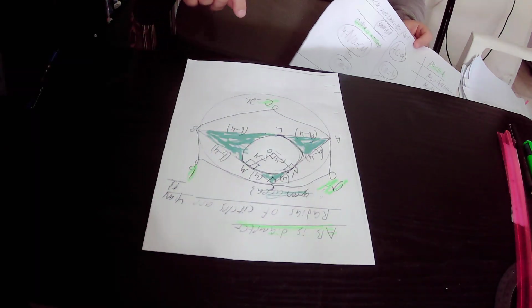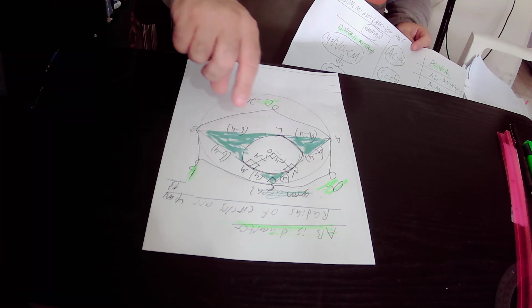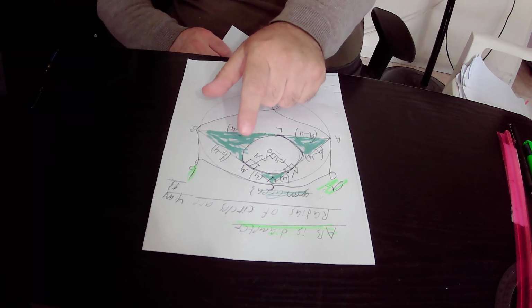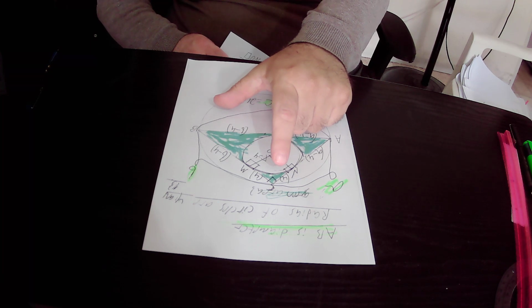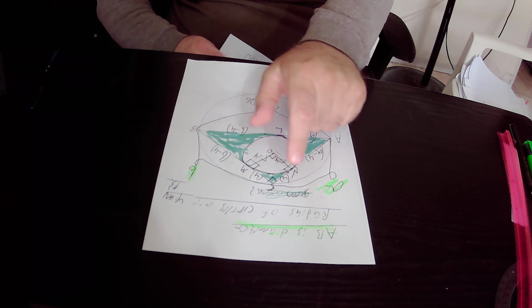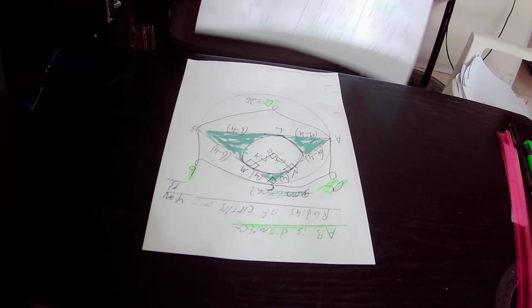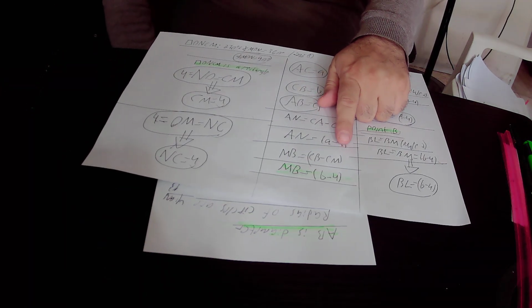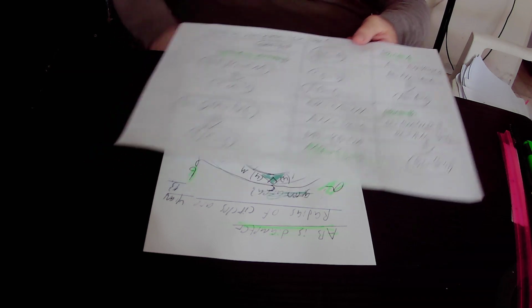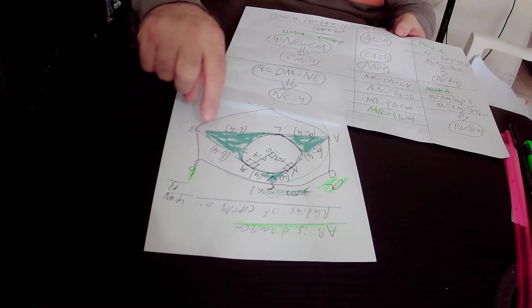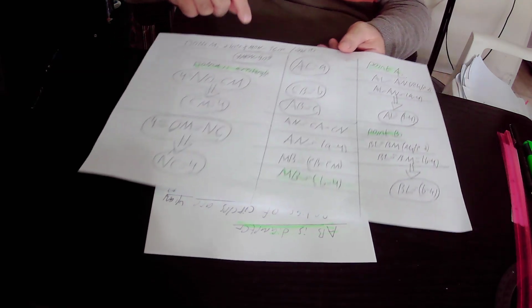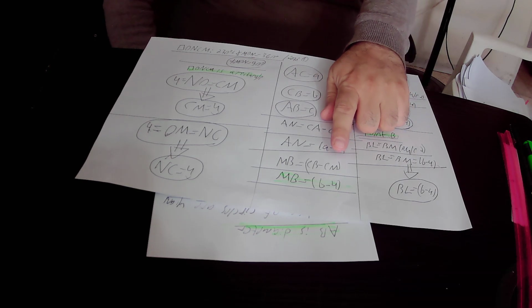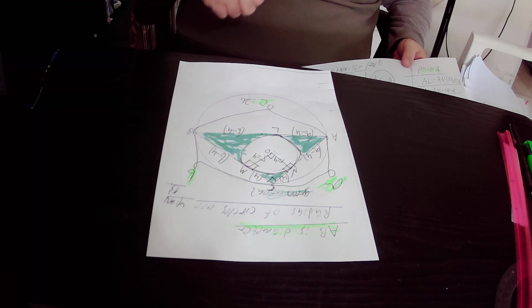Likewise, we find the length of line segment MB. From the diagram, it is very easy to see that MB equals CB minus CM. So MB equals CB, CB is B, and CM is 4. So in conclusion, we found out that MB equals B minus 4.